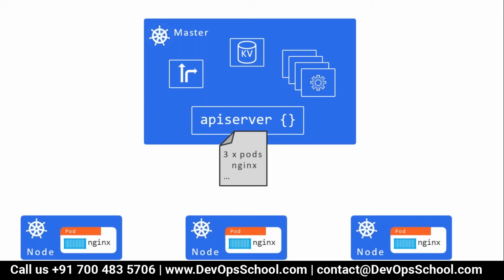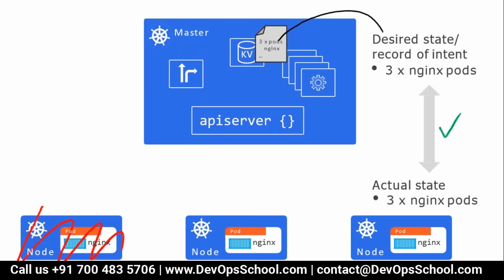Okay, so guys, here we have a 3 node cluster. I declare in YAML or JSON, I want 3 pods of Nginx. I send it to the API server and then forget about it. How it works, we have spent a hell of a lot of time on that. So we got the 3 pods.